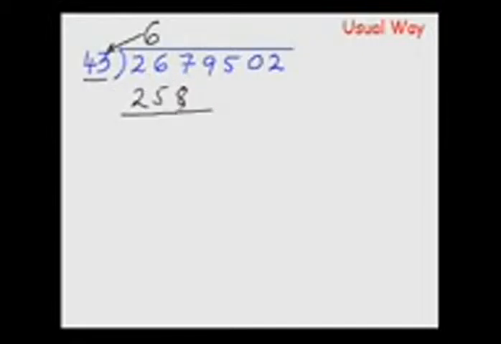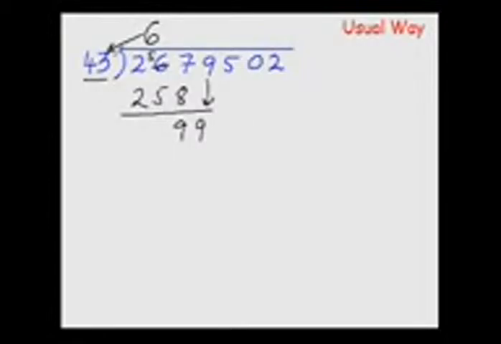Now subtract these digits. So 17 minus 8 would be, we have borrowed 1 from here, so this becomes 5 and this becomes 17. So 17 minus 8 is 9. Now drop the next digit down. So copy 9 here. Okay.